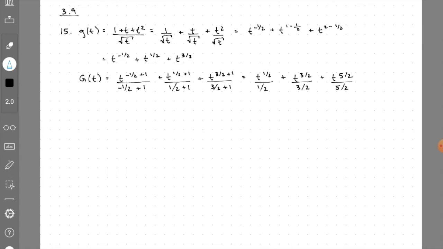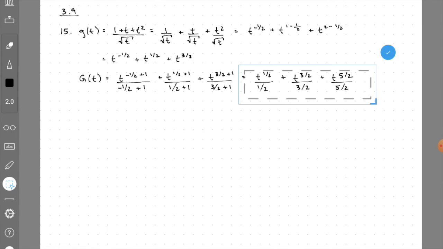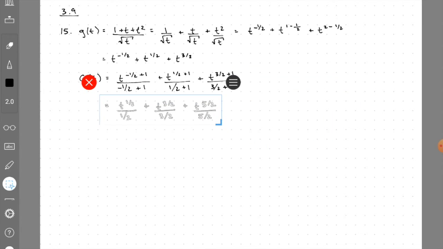Oh, I forgot something important. Remember that when we're taking antiderivatives, we always have to add plus c. We have to add the constant in the end. So I'm going to do that. I apologize. Don't forget that.